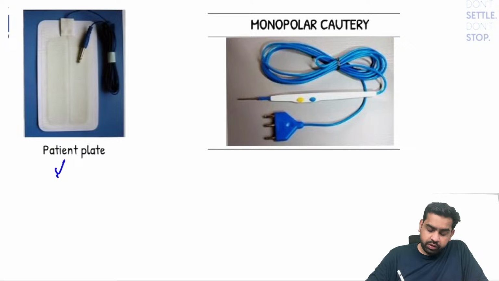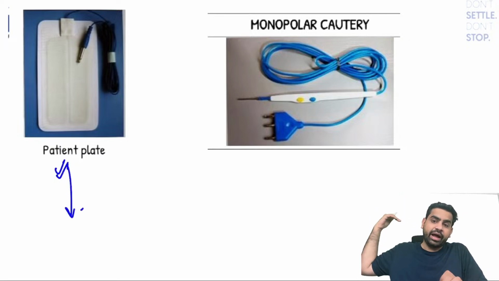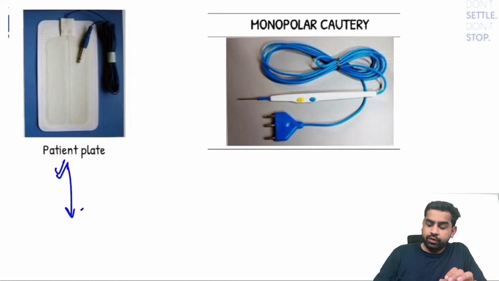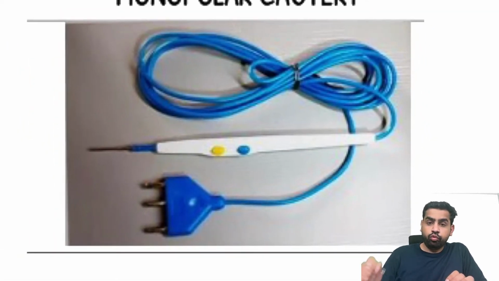What is this? This is a patient plate, which brings the electric current back into the system, into the electrosurgical unit. This patient plate brings the current back. And what is this? This is the monopolar cautery device.